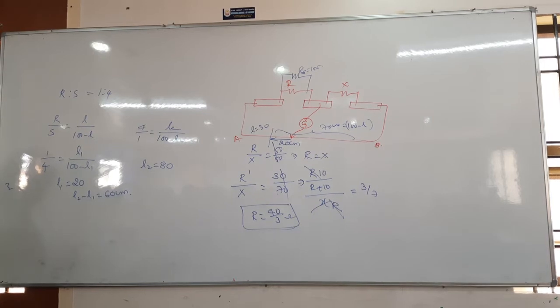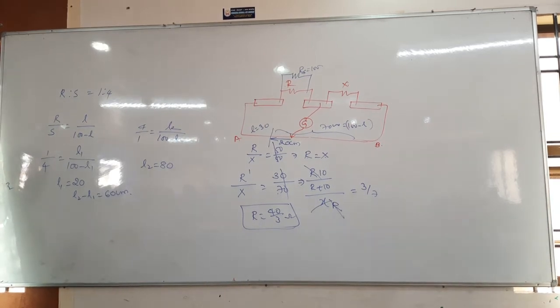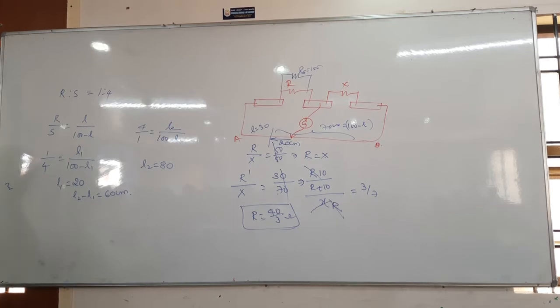from left, when a standard resistance of 1 ohm is in the right gap, is found to be 20 centimeters, then find the value of unknown resistance.